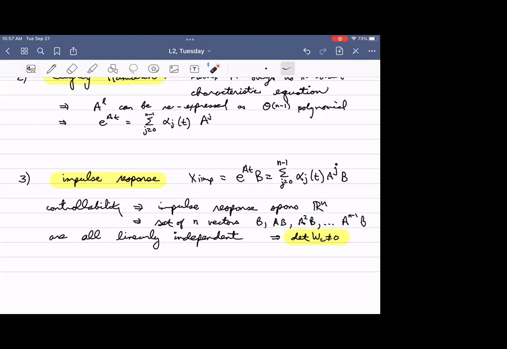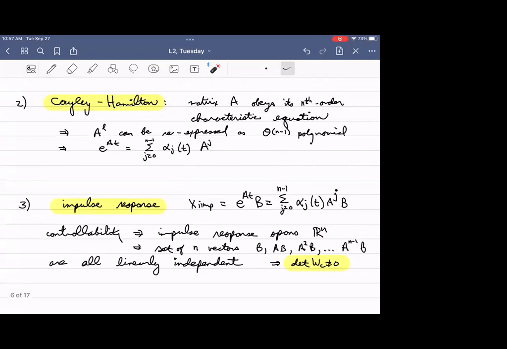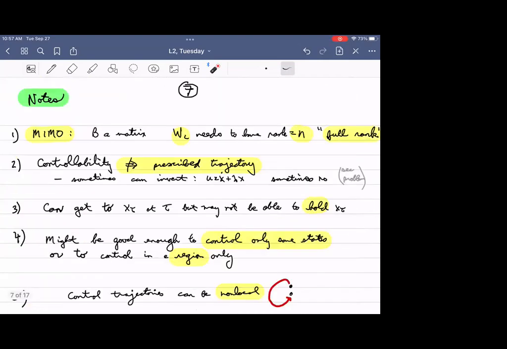So the delta function input is giving you a response that spans the whole space. This one function input is generating time-dependent vectors that reach the whole space. And if you can do that, then essentially you can get anywhere. Any questions? That's just a sketch of the proof, but that's basically why it works.